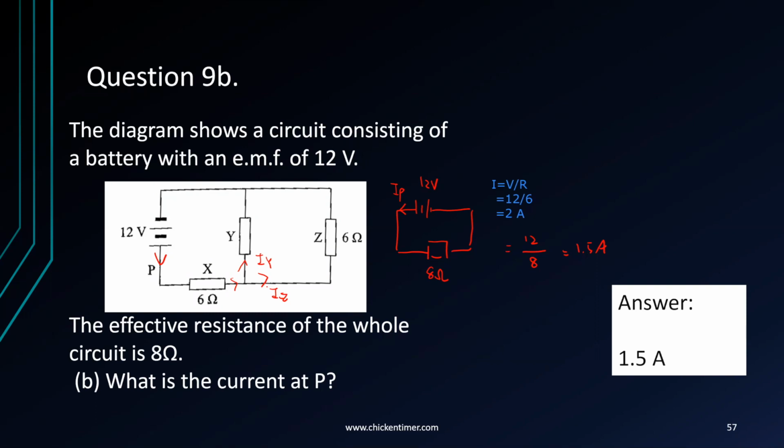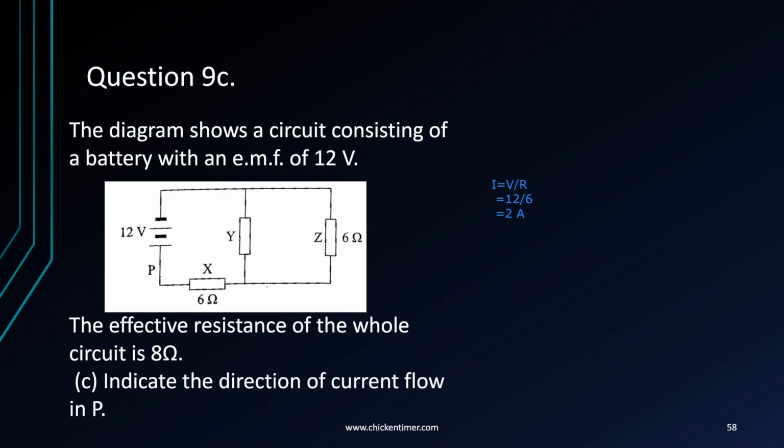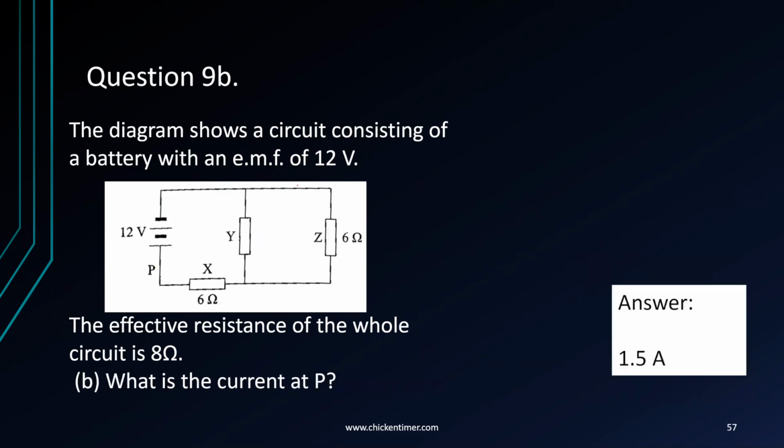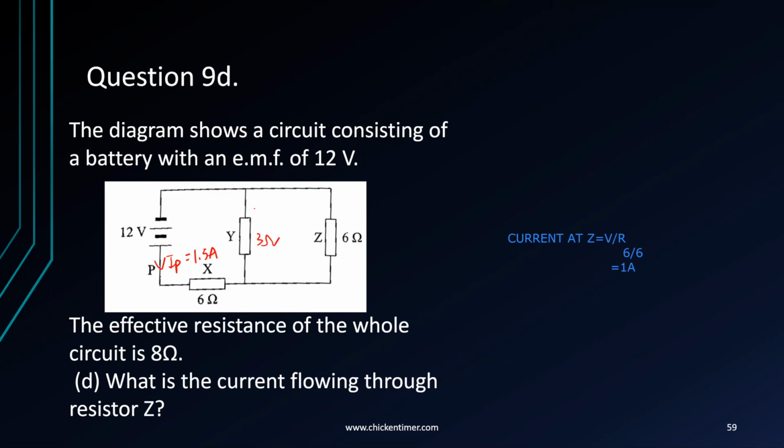Yeah. Indicate the direction of the current flow. I sort of gave you the answer just now. Current flows from positive to negative. So it's like this. It's this way. Then, okay, the irritating one is here. What was Y again? Y is 3 ohms. Then the current was 1.5. Why 6 divided by 6? Because the voltage splits equally. You sure it splits equally?